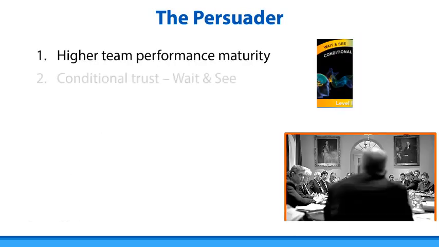The second is the persuader. Now we're moving toward level 2, wait and see, conditional trust.